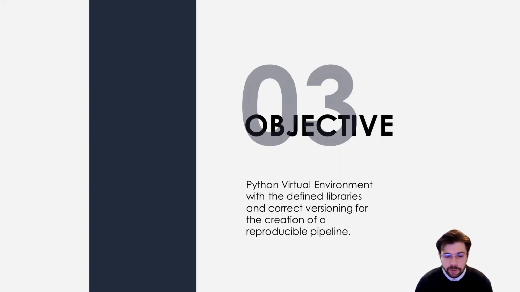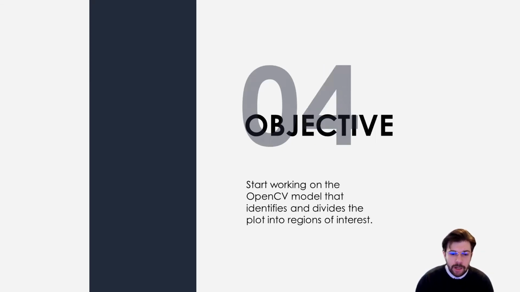Thirdly, I will need to define a virtual environment where I will use the defined libraries and the correct versioning for all of them so that I can create a reproducible pipeline following the guide of RAP, Reproducible Analytical Pipeline. And then lastly, I will start working on the OpenCV model so that I can identify and divide the different plots of the chart into regions of interest.